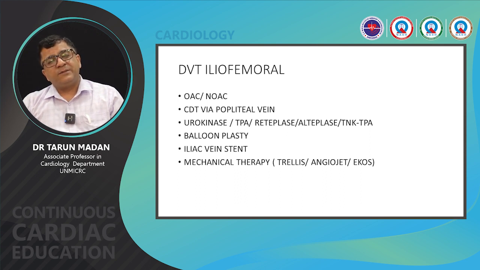We can do catheter-based therapies with the help of CDT. When we put a catheter into the popliteal vein, the patient is to be turned into a prone position. This will come later in the pictures. Then under ultrasound guidance, you take popliteal venous access and do the CDT. Different agents are available depending on the affordability of the patient: urokinase, tissue plasminogen activator (tPA), reteplase, alteplase, which is the same as tPA, and tenecteplase, TNK-tPA. Then, in chronic DVT cases, you can sometimes do balloon angioplasty or iliac vein stenting.